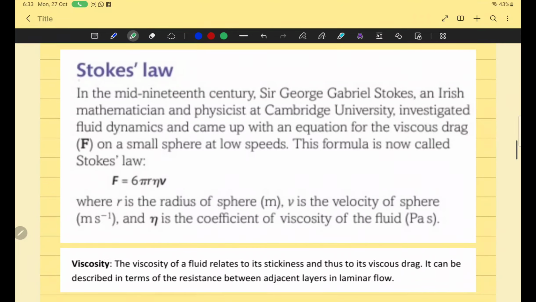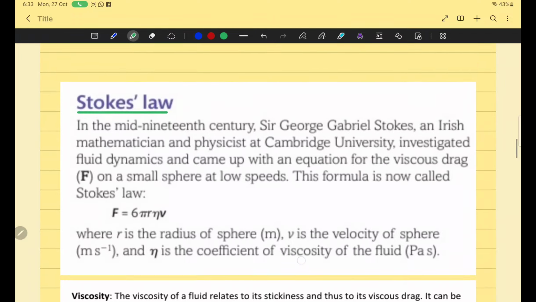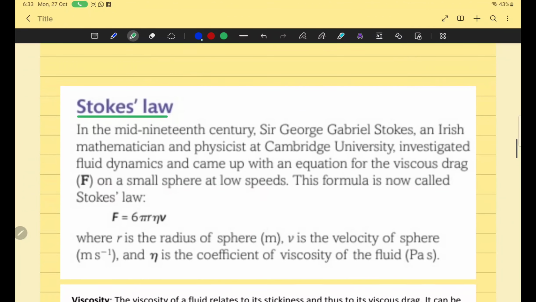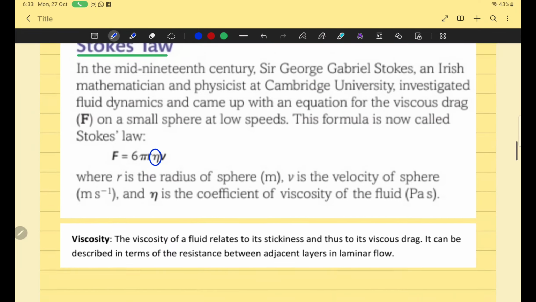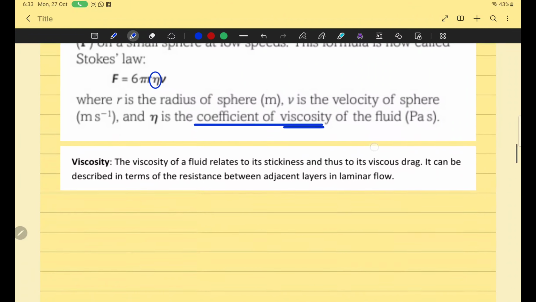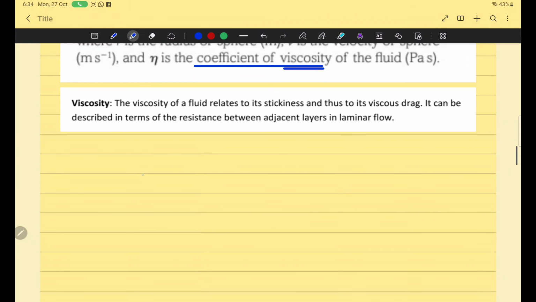The next heading is Stokes' law. Sir, what is Stokes' law? According to the Stokes' law, but before Stokes' law, you should know what this symbol is, because the symbol is going to be used, and this symbol is called coefficient of viscosity. So you should know what viscosity is. So I am going to explain.